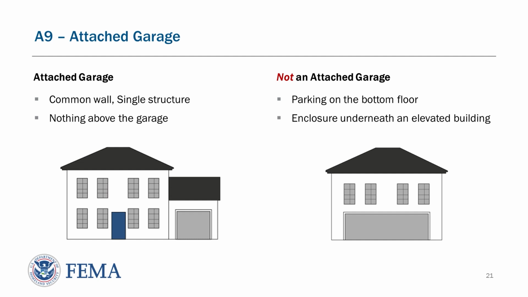On the left here, you see an illustration of an attached garage with a common wall. It's a single structure. If you have a garage that's actually the first floor of an elevated building, like the one on the right, where you're parking on the bottom floor and it's actually underneath an elevated building, that's not an attached garage, that's an enclosure. And so those measurements should be included in section A8, not in A9.